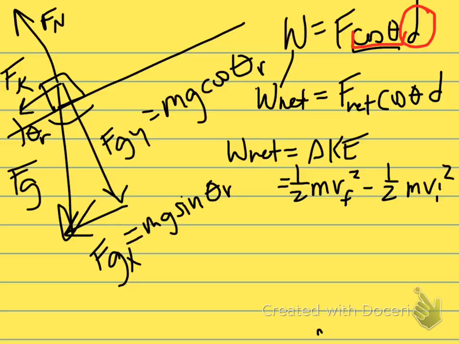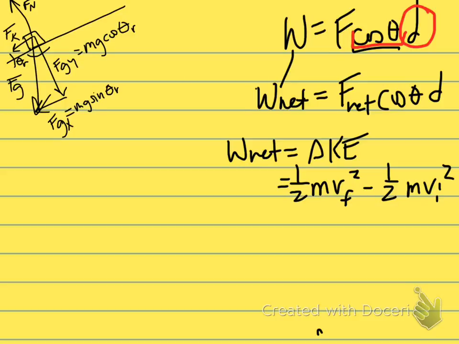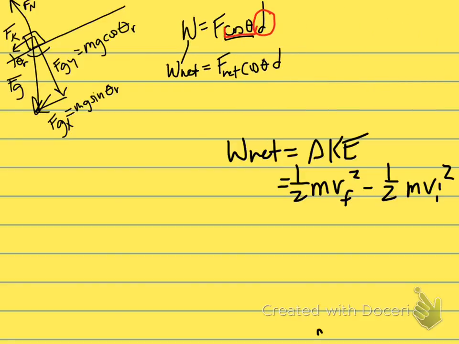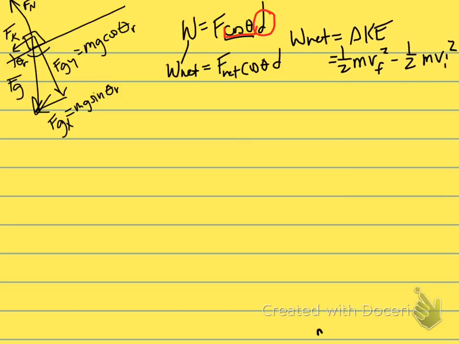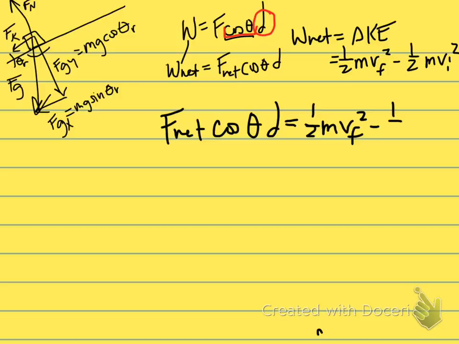So let me shrink all of this. Shrink my force diagram. So what we're going to end up setting up is this: net force times cosine theta times d equals 1/2 mass final velocity squared minus 1/2 mass initial velocity squared. Now some of that's going to simplify and go away.